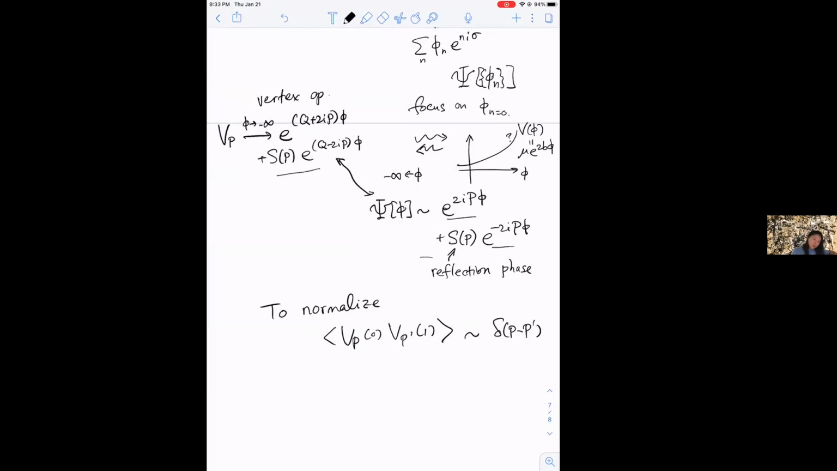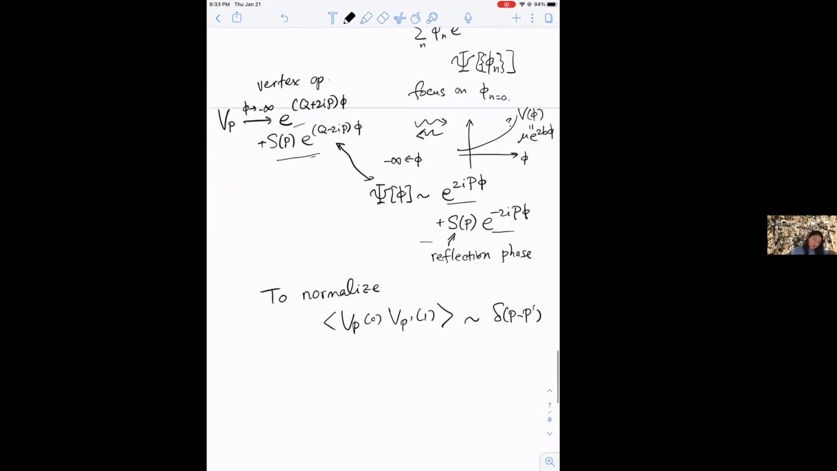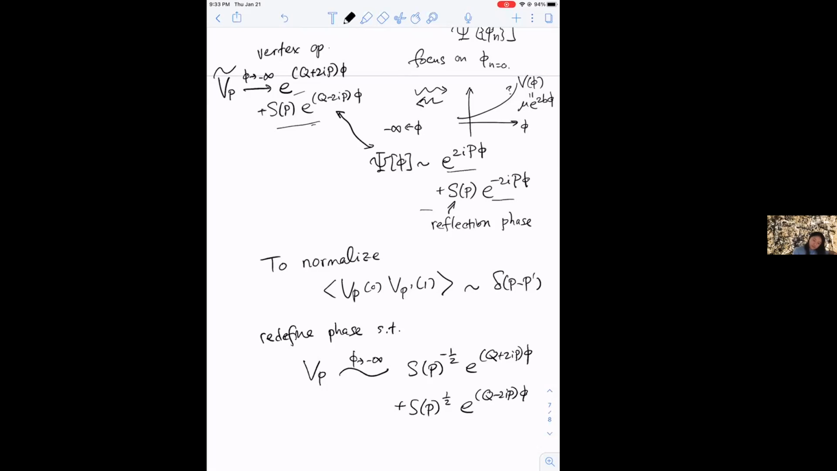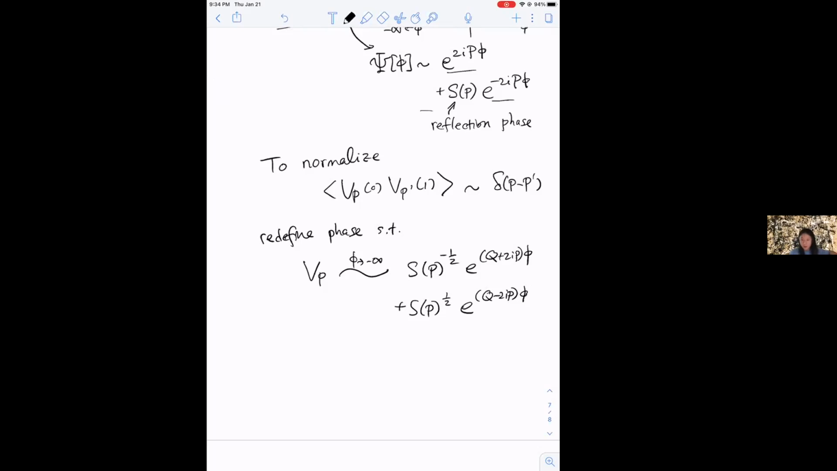For this purpose, we would like to treat the incoming wave and outgoing wave on equal footing. So we're going to redefine the phase. Maybe I call this V_P tilde. So redefine it such that V_P, in the phi goes to minus infinity limit, goes like S_P to the minus a half times the incoming wave, plus S_P to the plus a half times the outgoing wave. Okay, so now the incoming and outgoing waves are treated on equal footing, and that's going to be my convention that defines this vertex operator V_P. So V_P is the vertex operator in Liouville theory defined unambiguously by the property that in the asymptotic region, it looks like this.